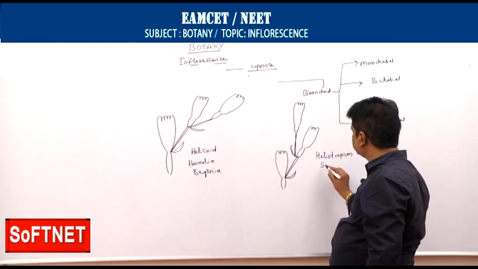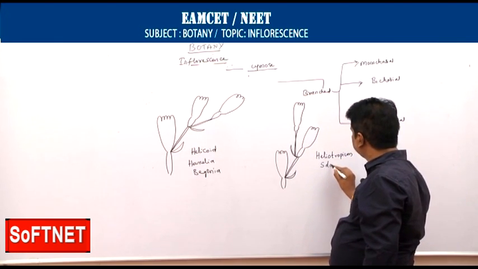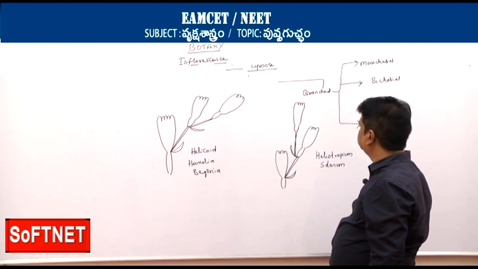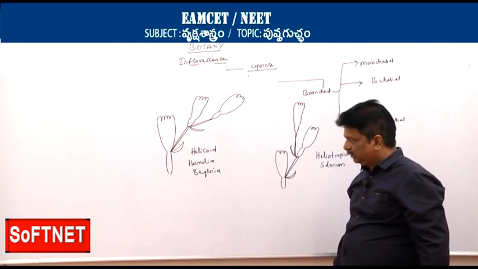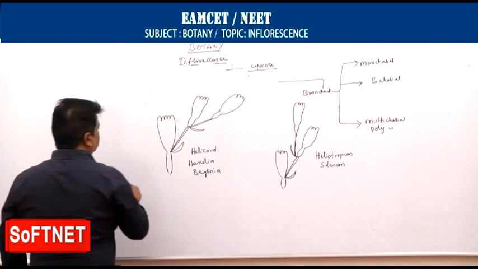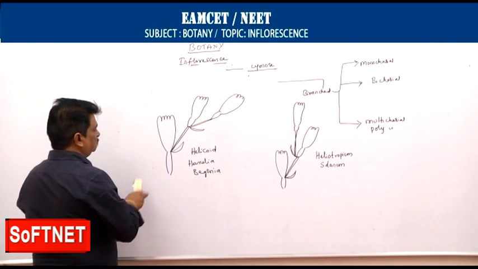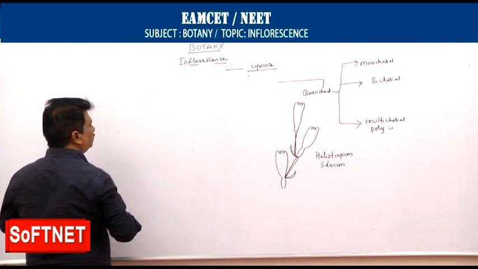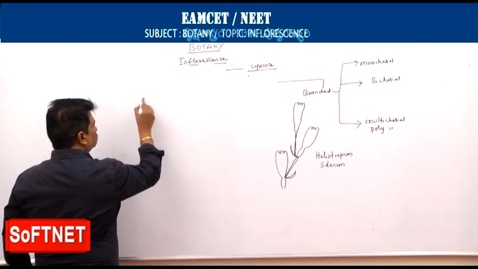Example for scorpioid cyme: one is Heliotropium and the second one is Solanum. This is monochasial, and the second one is dichasial. In dichasial, the apical bud is first modified into a flower.